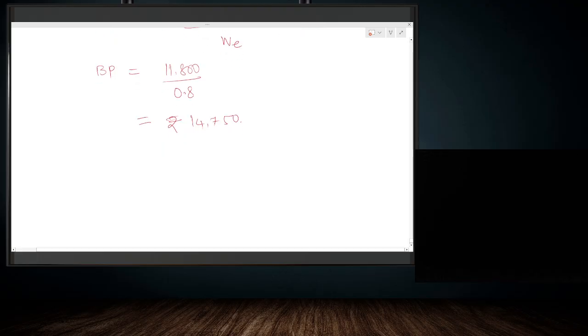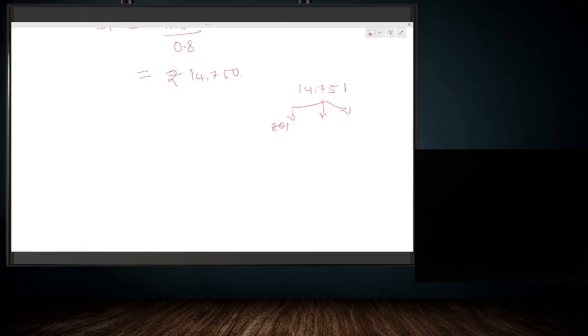Now let me put it in this way. Listen. Let's say you just write it somewhere on the side. Let's say the company wants to raise an additional capital of 14,751 rupees. The existing capital structure is optimum. It is not going to change. So what is the proportion of equity? 80% equity or shareholders fund, 5% preference share capital, and 15% debentures.